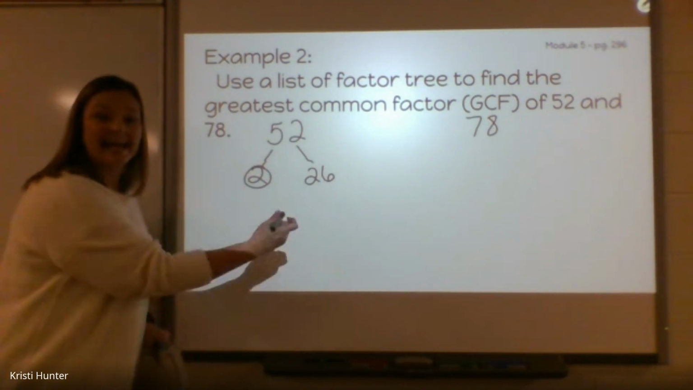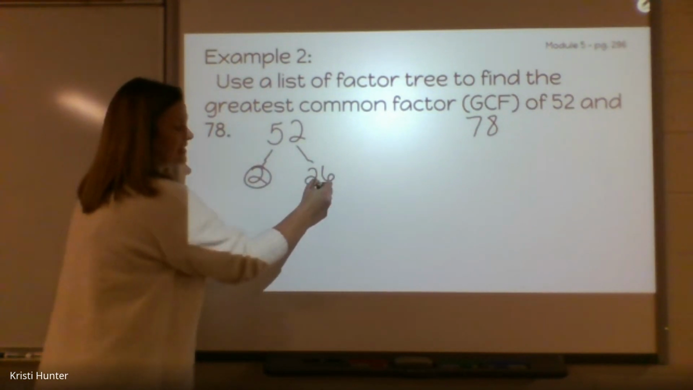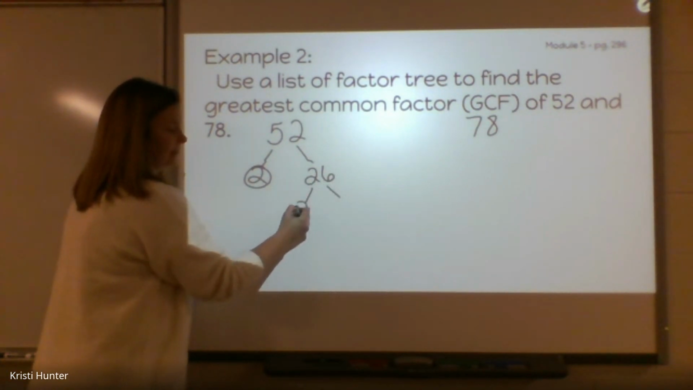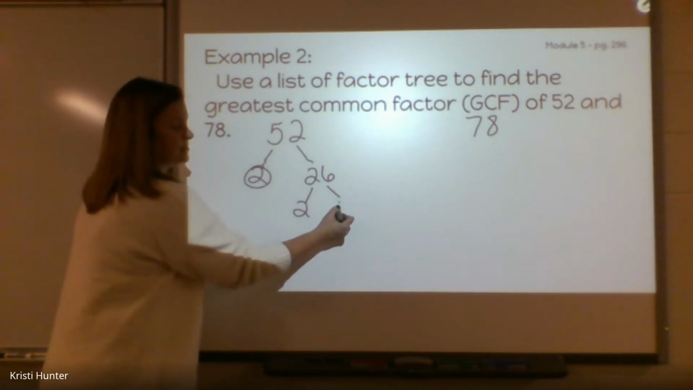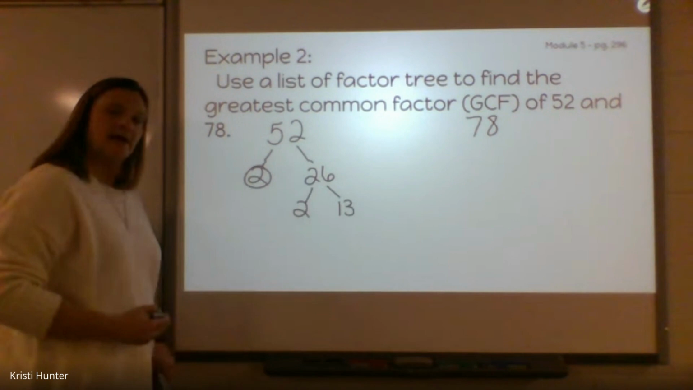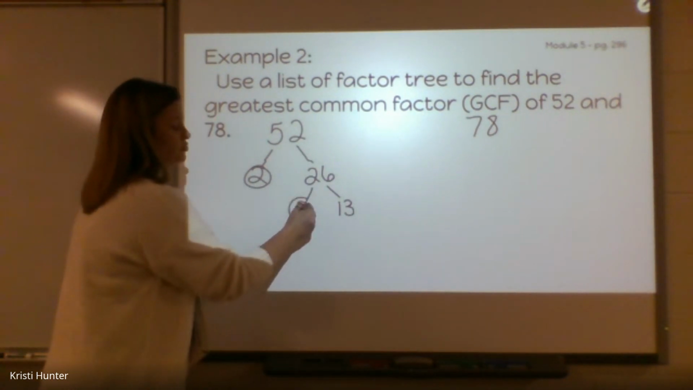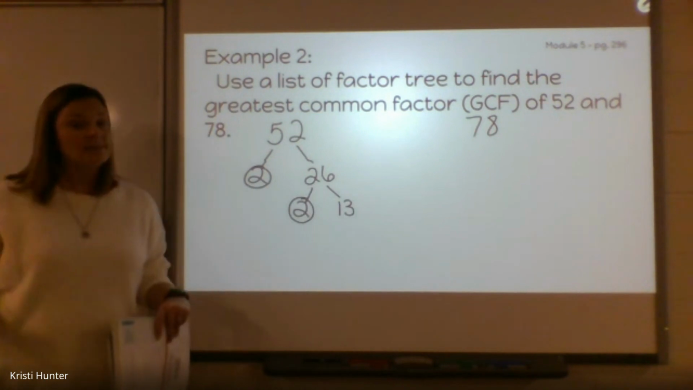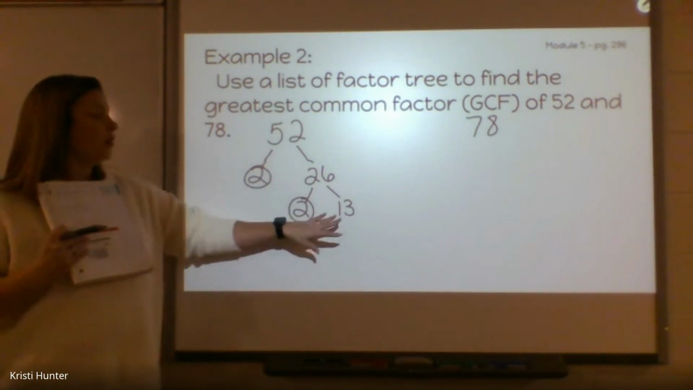But I can break 26 apart. So if I take 26, I could use my 2 again. 26, if I go 2 times 13, I get to 26. And again, 2 is as small as I can break this apart. It's a prime number, so I can stop there.